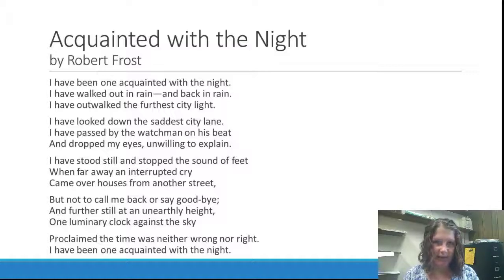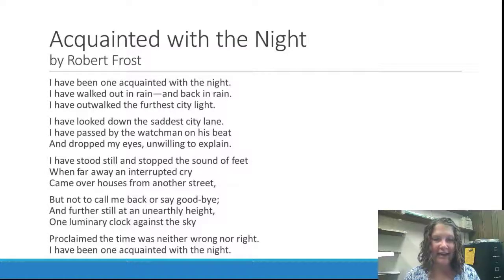And then as we keep going, as I'm reading at the literal level, I see that he stood still and stopped walking when he heard a cry that came from another street. And the cry wasn't aimed at him, it was aimed at somebody else. And then also he sees a single clock that's proclaiming a time.